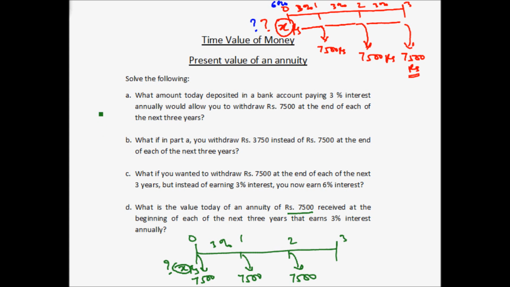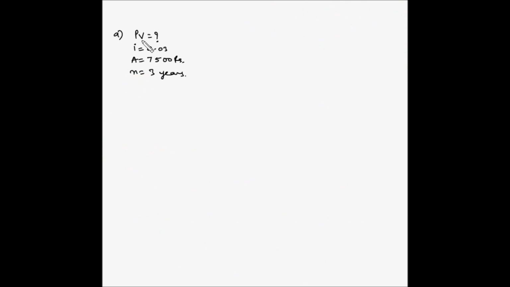So let's find out how to solve these examples. Our first part says that we have to find the present value of an amount that we are depositing today in the bank at an interest rate of 3%. So I've converted the 3% by dividing by 100, which gives me 0.03, and I is basically the rate of interest divided by 100. So in our case it is 0.03.